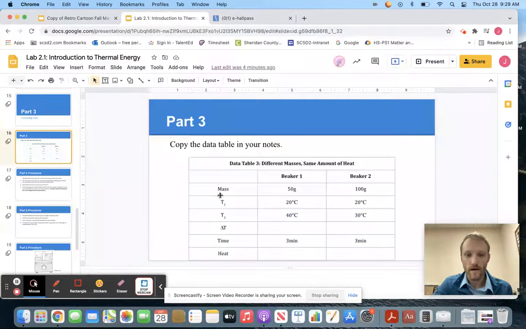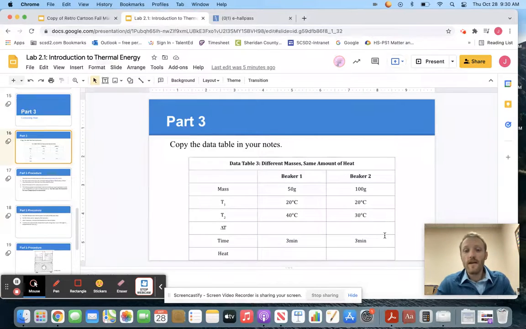So our T1, that is our starting temperature. The water started out at 20 degrees Celsius for both of them. We put them on the hot plate. After 3 minutes, the temperature rose to 40 degrees Celsius for beaker 1 and 30 degrees Celsius for beaker 2. Now, you guys are very smart. You probably knew that was going to happen. The less water we have, the easier it is to heat up. And we can see that they're both on there the same amount of time.